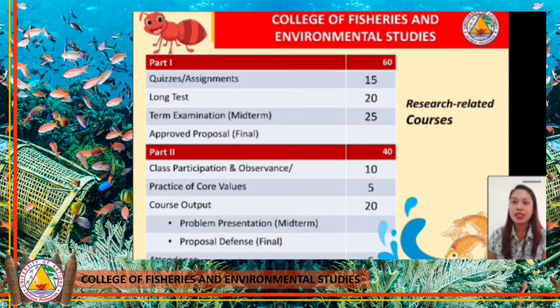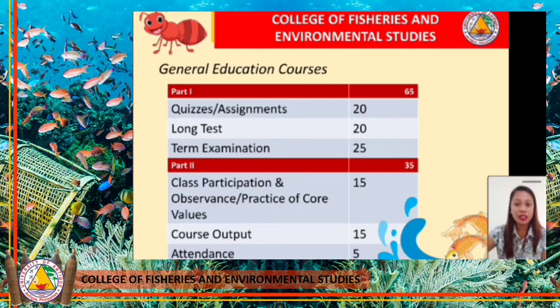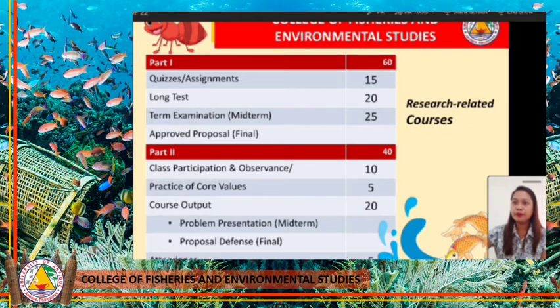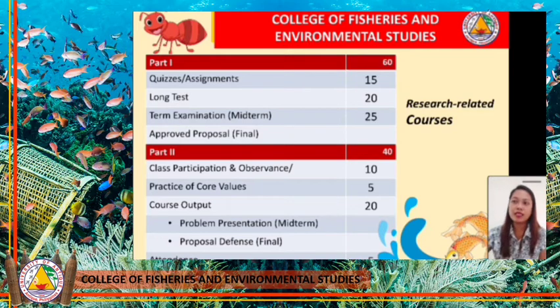Okay, the last one is the research-related courses. This one is being used for courses wherein you are to conduct research. An example is under the BS Fisheries program, wherein in their final year they are required to conduct research. So you are being graded by the following: your quizzes, your long test, your term examination, which is equivalent to the proposal, and the last one is the approved proposal for your final.